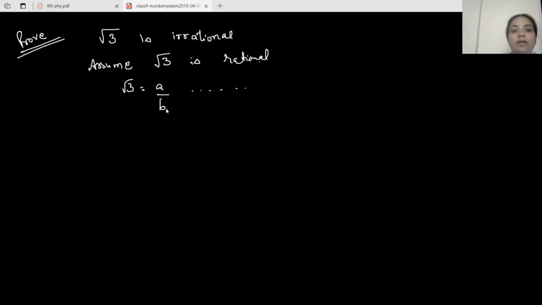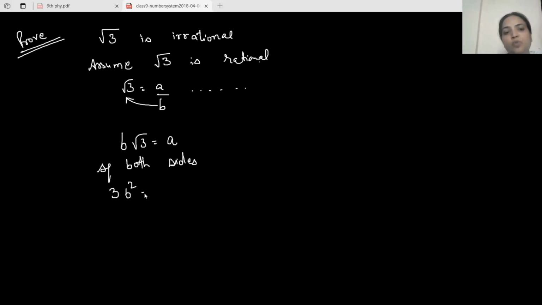Okay. Now, if this is the thing, you will transpose this to the other side. This is b root 3 equals a. Squaring both sides. This will be b square. Root 3 ka square will be 3. So 3b square equals a square. Right? Now, b square equals a square by 3. Now I have transposed this 3 to the other side, made it divided by 3 there.